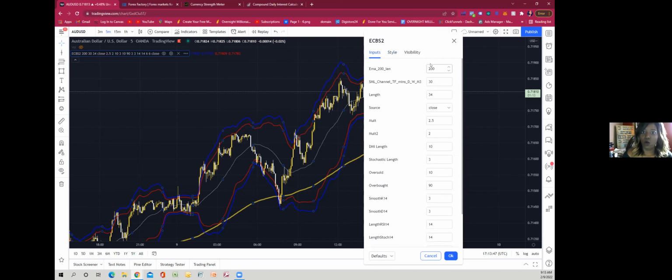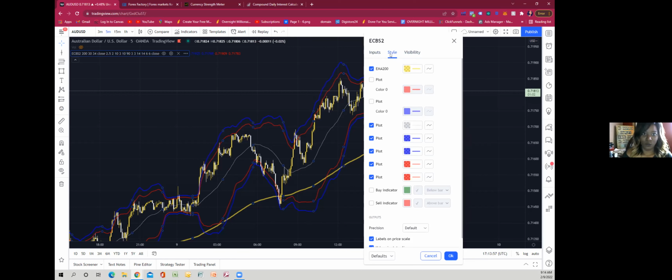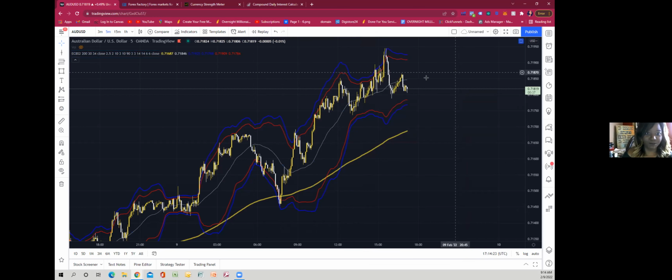Inputs, they're all default. You don't have to change anything in here. Visibility, that's all the same. Style is what you want to worry about. You can take off the 200 EMA, but I like the 200 EMA because I think of it as a magnet. The market is always attracted to it and then it bounces off. So if you like the 200 EMA, keep it. If you don't, let it go. But for training purposes, I am going to keep the 200 EMA.